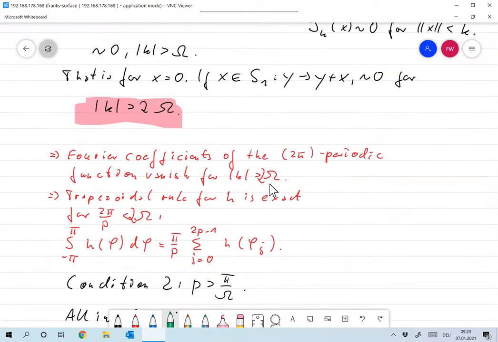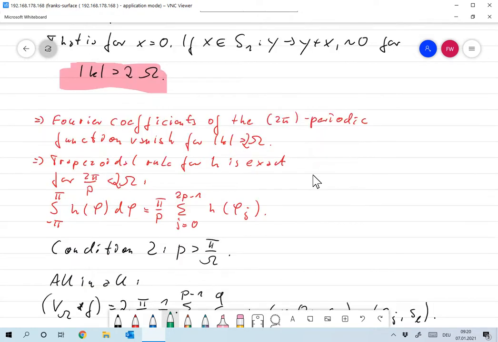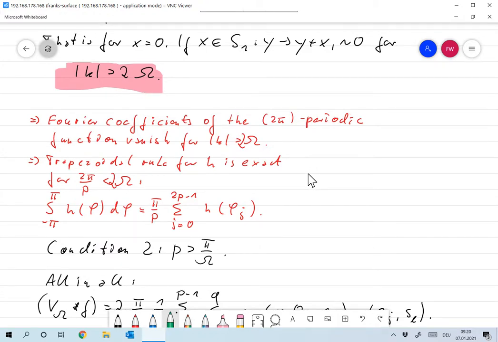Now I have something, and this is in red because I didn't completely prove this, because the proof is exactly the same as the one that I did for the analytic Fourier transform. We have a 2 pi periodic function h, and the Fourier coefficients of that function vanish for absolute value of k larger than 2 omega. And exactly as in the case for the analytic Fourier transform, where we had that if the Fourier transform vanishes beyond omega, then the trapezoidal rule is exact, provided that the step length is small enough, exactly the same is true for Fourier series. Maybe you'll prove that in one of the exercises.